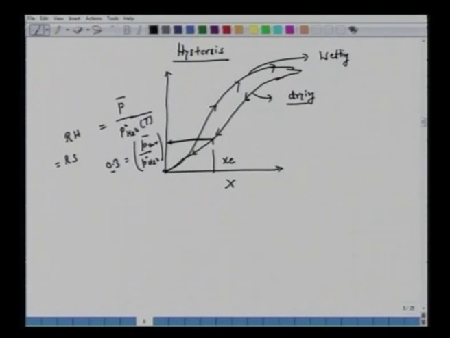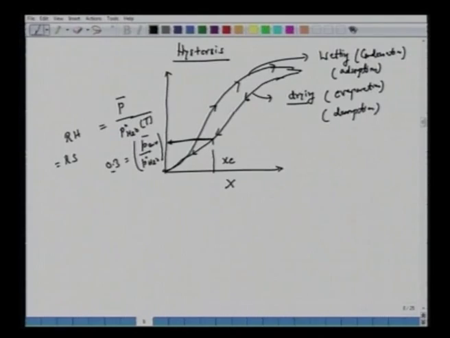This is very similar to evaporation, and here we are talking of condensation, so it's getting wet. Or very similar to desorption, and here we are talking of adsorption.